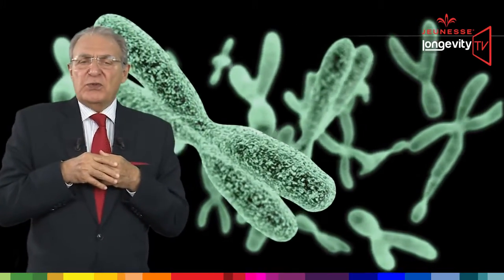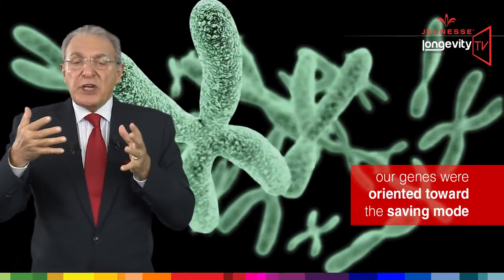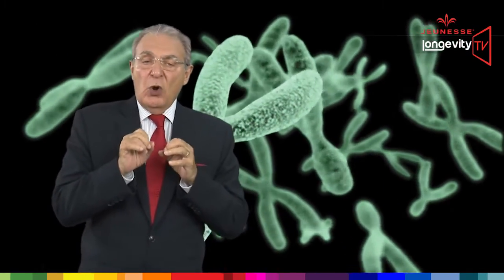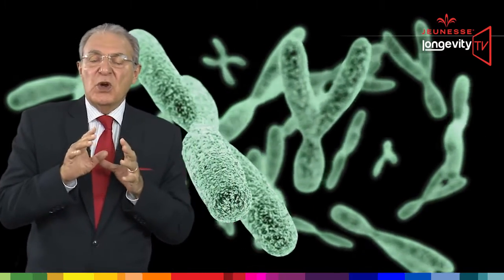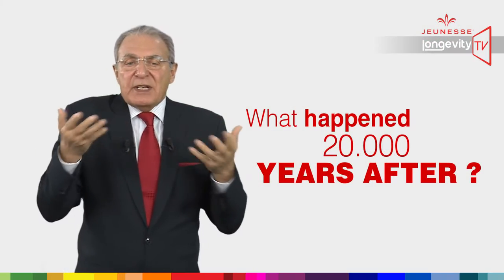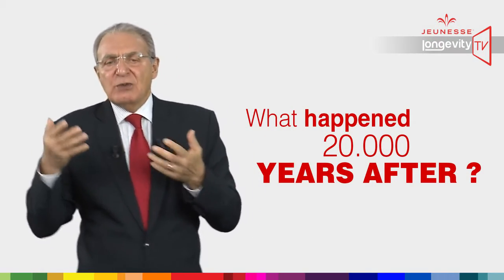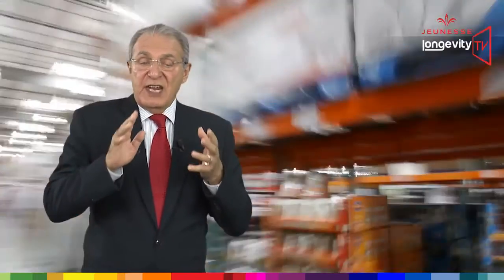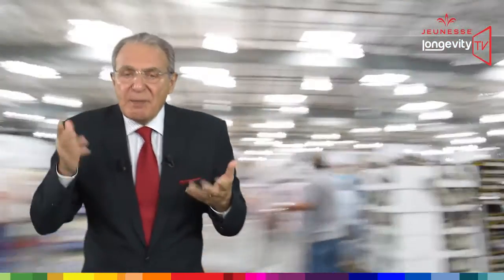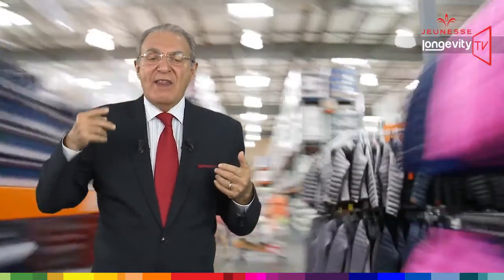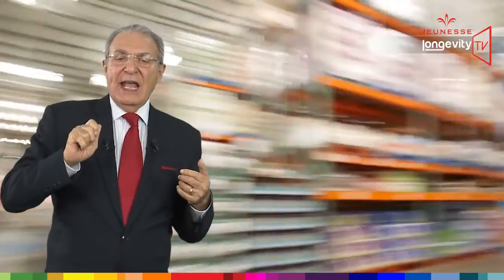Because of the uncertainty of food availability, our genes were oriented toward the saving mode, which means that every time we eat, all the energy coming from the food was oriented to the storage facility. What happened 20,000 years later? Our genes are still oriented towards saving mode, but there is no more famine. On the contrary, the new society offers an extreme abundance of food rich in calories, and that all over the year. And guess what happened?